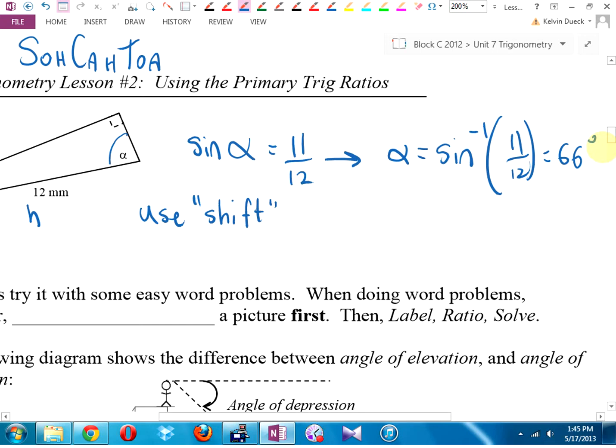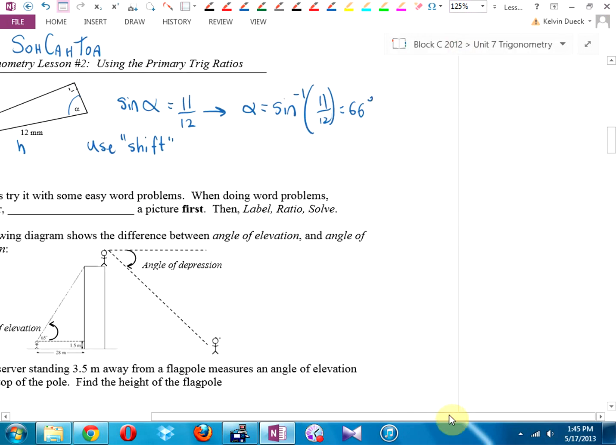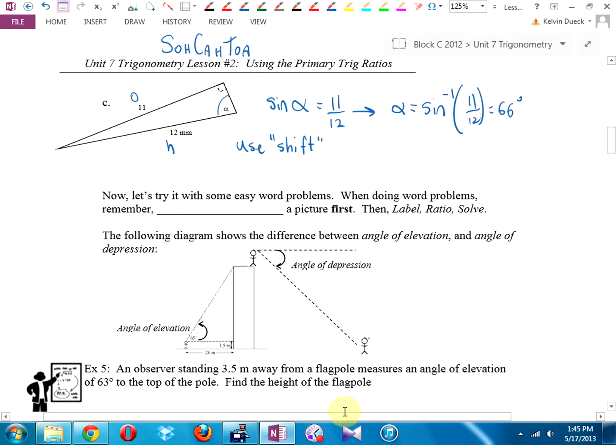Trig was made for applications. So I wrote down here, hey, let's try some, I called them easy. That may be insulting because they're somewhat tricky, but they're not as bad as you think. Word problems.